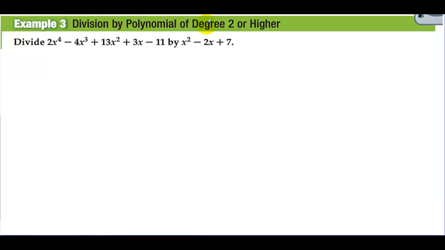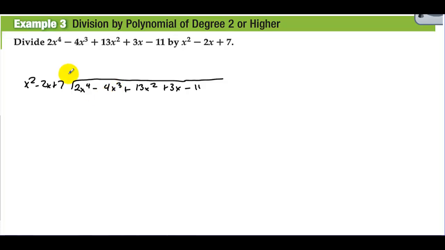Example 3, division by polynomial of degree 2 or higher. We're going to divide this polynomial by x squared minus 2x plus 7. So the x squared minus 2x plus 7 goes on the outside, and then the other polynomial goes on the inside: 2x to the fourth minus 4x to the third plus 13x squared plus 3x minus 11. And we have 4, 3, 2, 1, 0. There are no missing powers, so we don't need a 0.